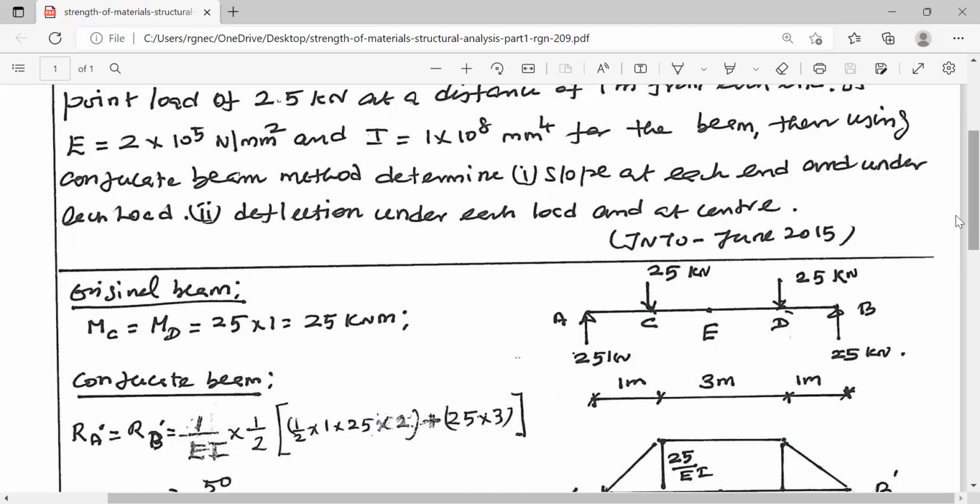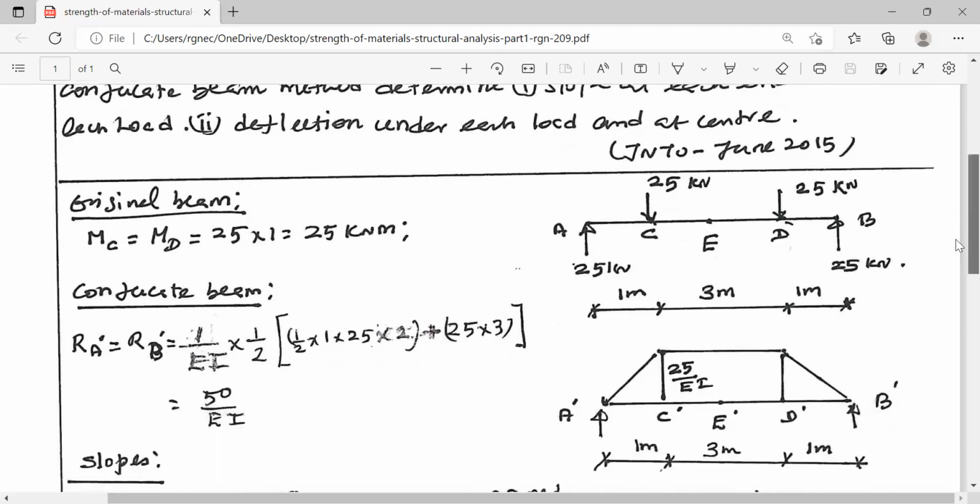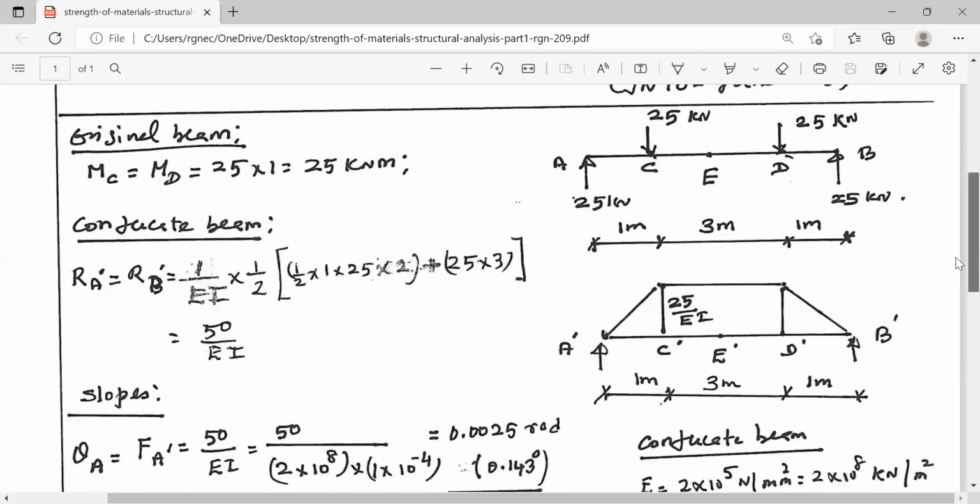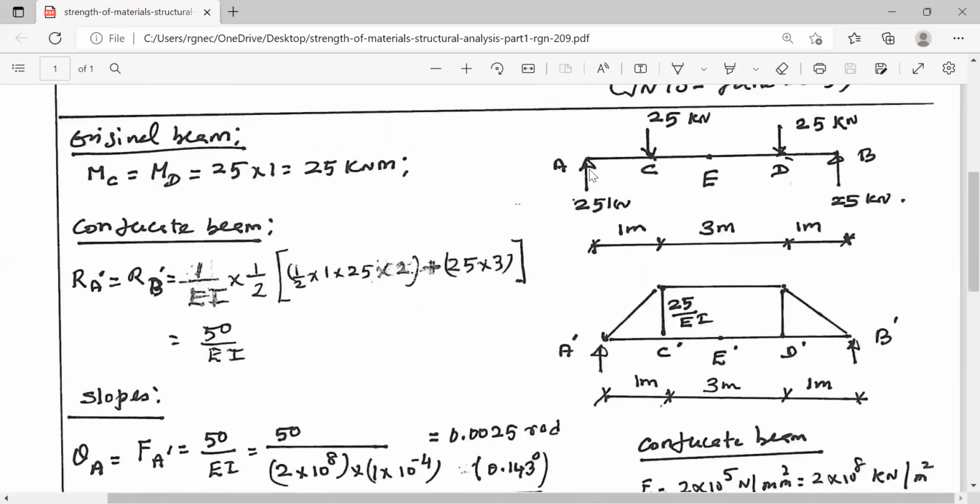Now, for the given beam, we have to draw the conjugate beam. The given beam has a simple support A. Therefore, in the conjugate beam also, we should have a simple support at A, that is, we will call it A dash. In the given beam, B is also a simple support. So, in the conjugate beam also, we will have a simple support at B dash.